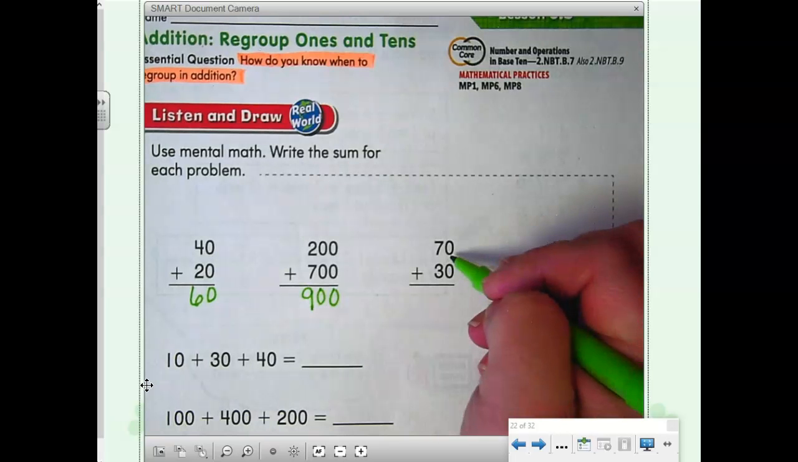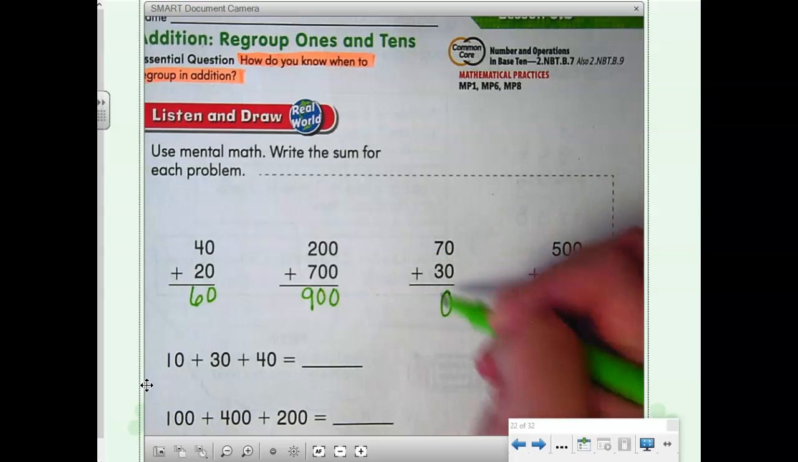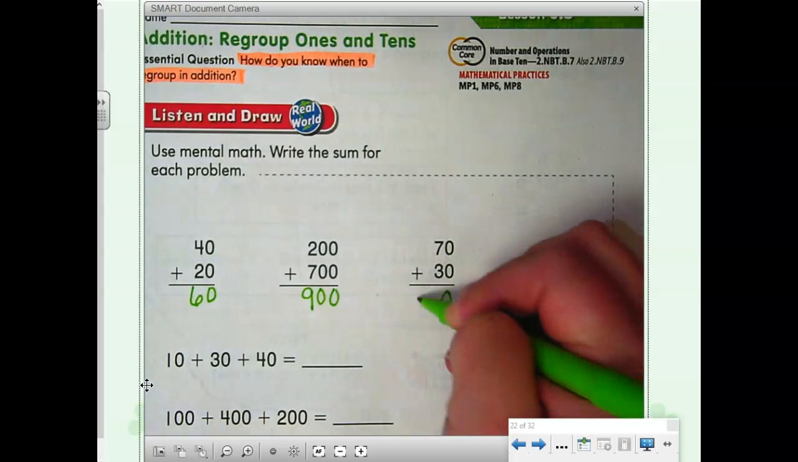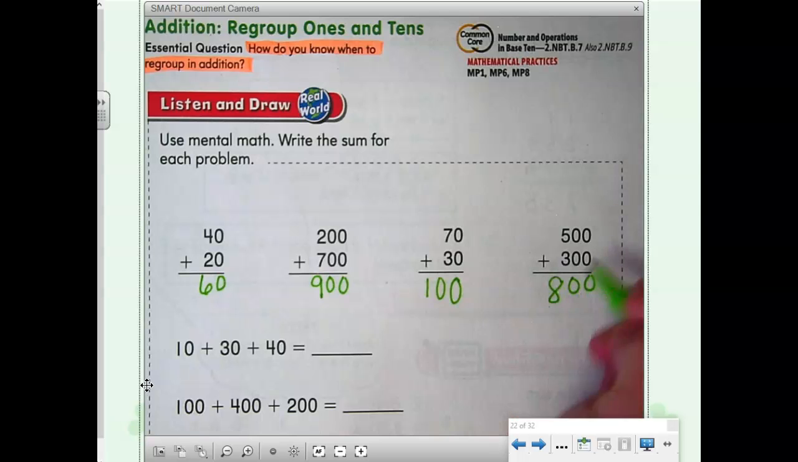Okay. What would your answer be? 0 plus 0 is 0. 7 plus 3 is 10. It's 100. All right, right here, 500 plus 300. All right, 5 plus 3 is 8. 800.